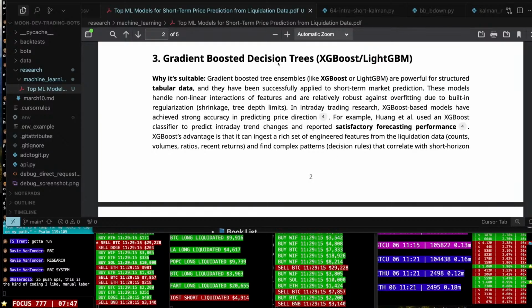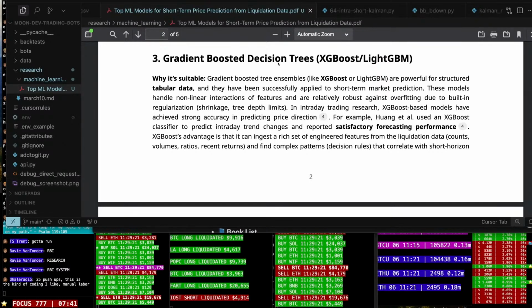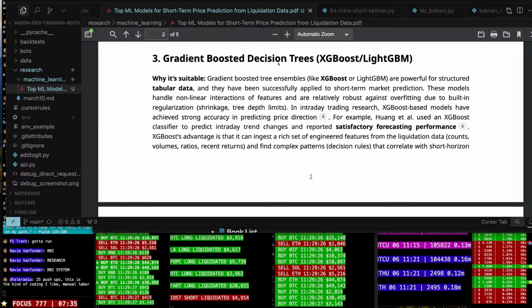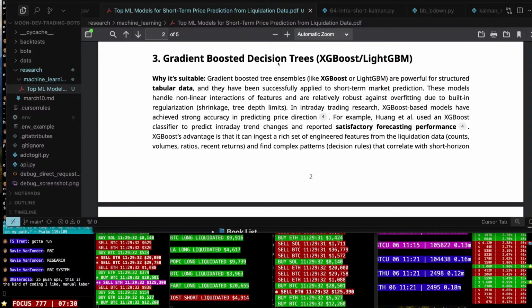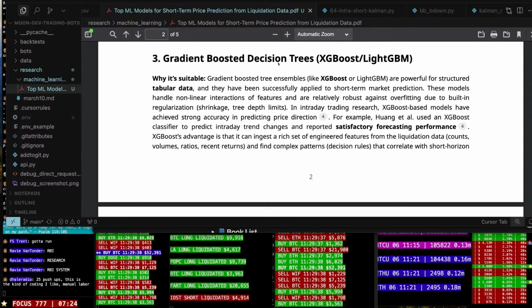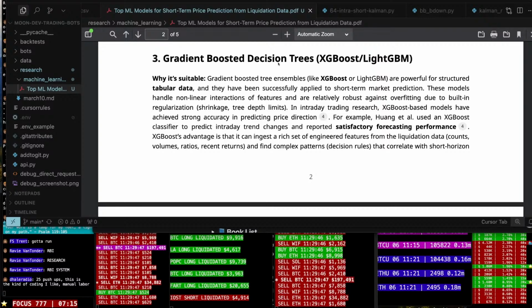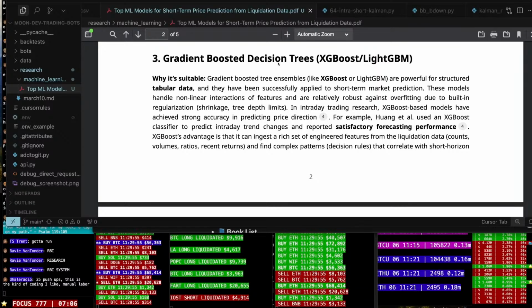Gradient boost decision trees. So XGBoost. Why it's suitable: gradient boosting tree ensembles like XGBoost and LightGBM are powerful for structured tabular data, and they have been successfully applied to short-term market prediction. These models handle nonlinear interactions of features and are relatively robust against overfitting due to built-in regularization, shrinkage, tree depth limits. In intraday trading research, XGBoost-based models have achieved strong accuracy in predicting price direction.